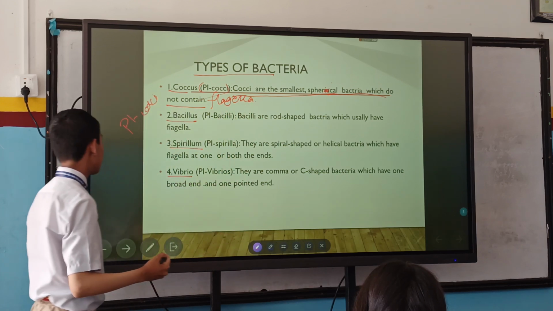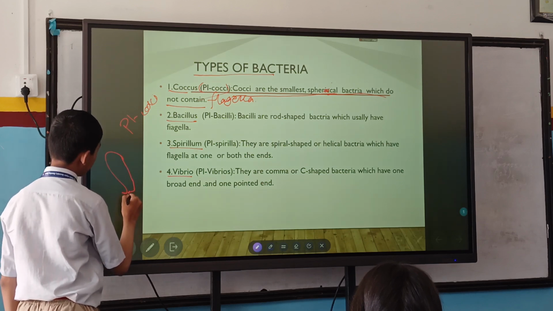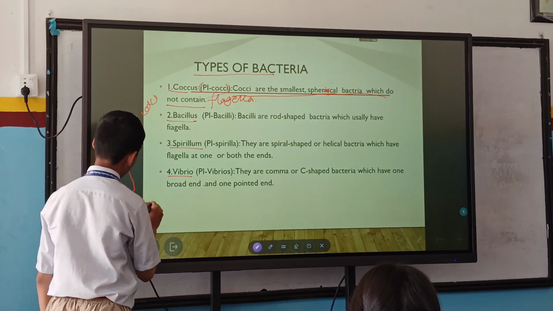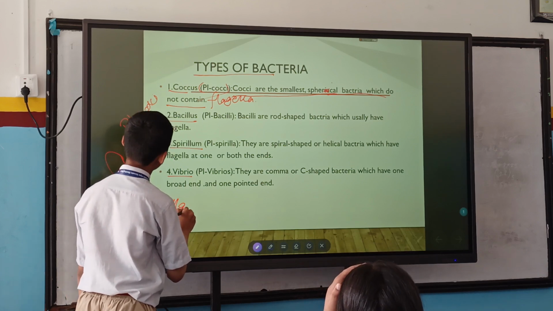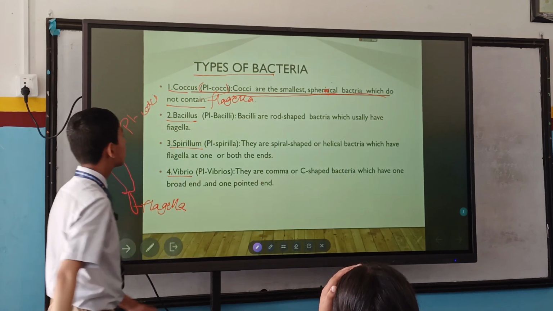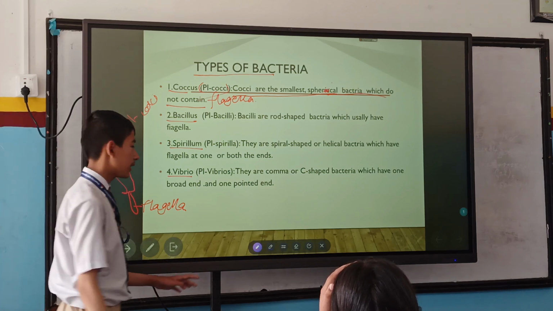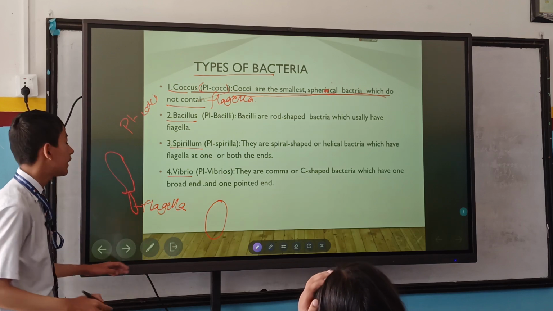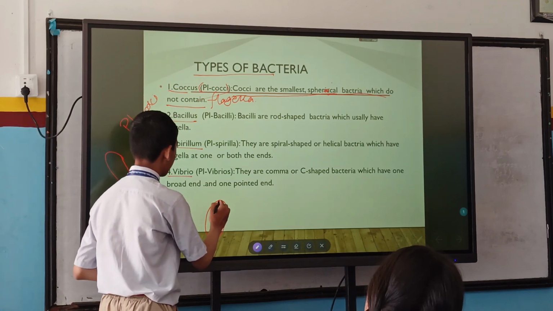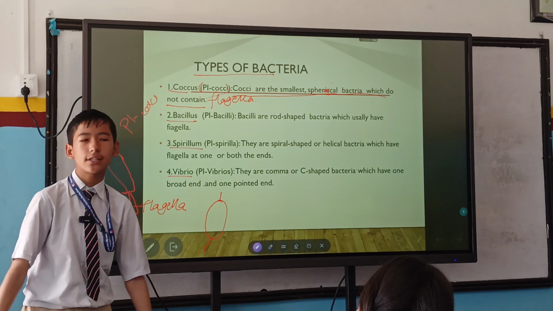Flagella is a simple tail-like structure. In this bacterium, there is one at its end, and it is called flagella. So cocci are the type of bacteria which are spherical in shape, and they do not contain any type of flagella at their end or at the top.